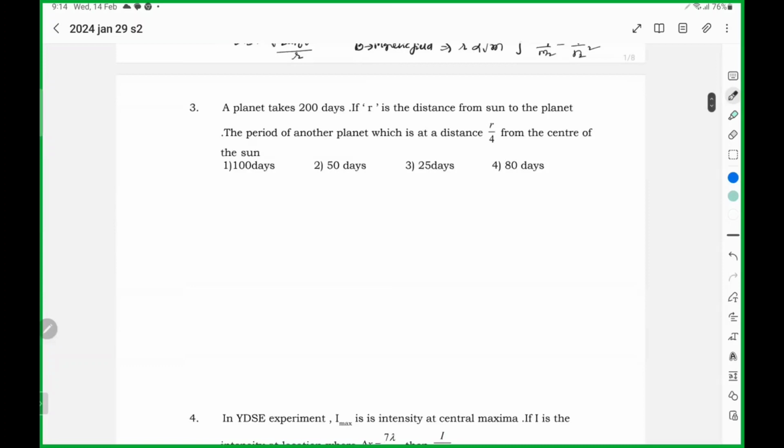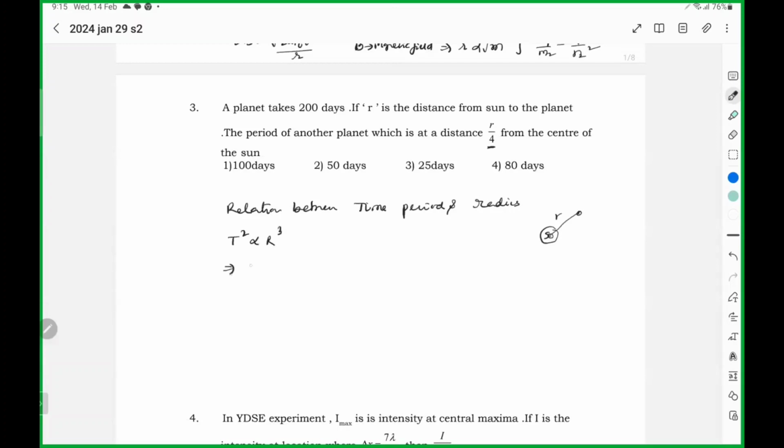Here it is. A planet revolves around a sun within the radius R. The period of another planet which is at a distance R by 4 from the sun. So the relation between time period and radius. Radius means distance from center of the sun to center of planet. This is Kepler's law.